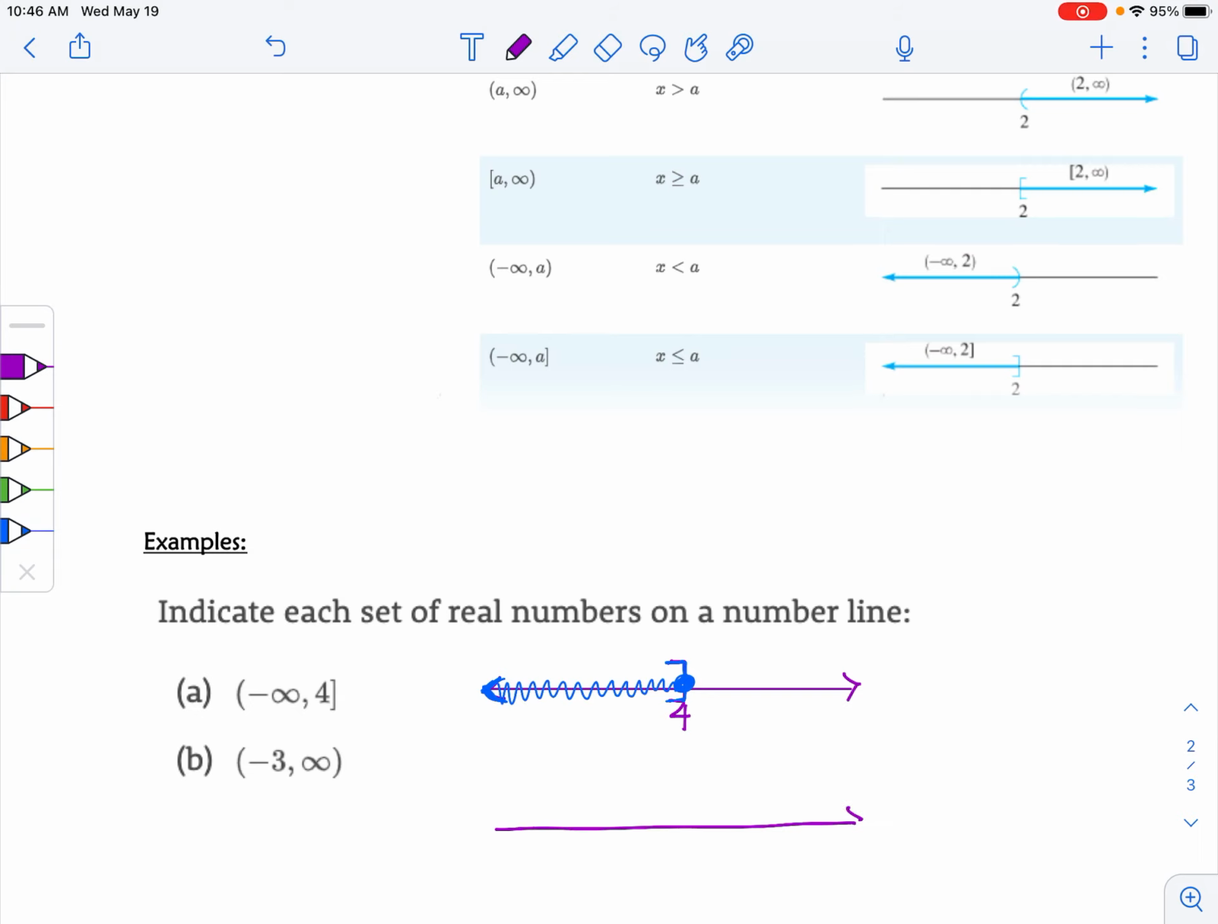Last one. You need the number -3. It is going to be an open circle or a parenthesis because of the symbol parenthesis. And then it's everything to positive infinity. Everything over here is included in that statement.